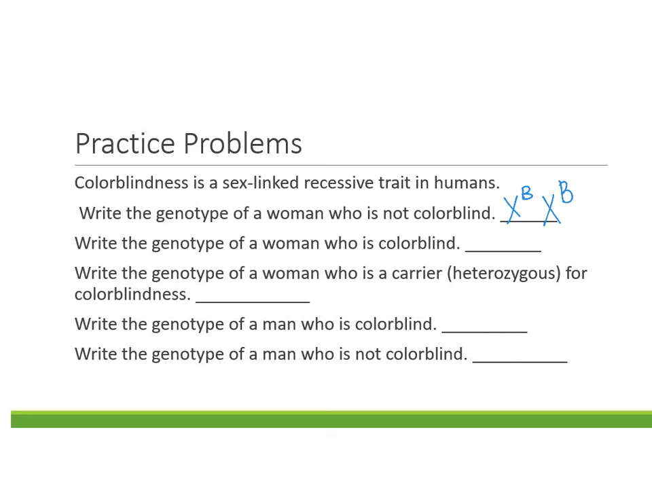So if you aren't writing this down, write it down. I want you to practice writing the superscripts. Next, we're going to write the genotype of a woman who is colorblind. So it's still X's, but this time, what letter do you need to show colorblindness? Okay, in order for a woman to be colorblind, you have to have both of them with the lowercase b's.